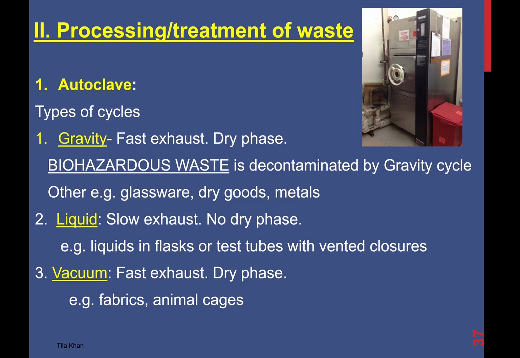The second is the liquid cycle, which, as the name suggests, is used for sterilization of liquids, and this cycle has slow exhaust and no dry phase to avoid evaporation of liquids. The third cycle is the vacuum cycle. It is less common. It is similar to the gravity cycle, it just uses the principle of vacuum, and it is used for sterilization of fabrics and animal cages.